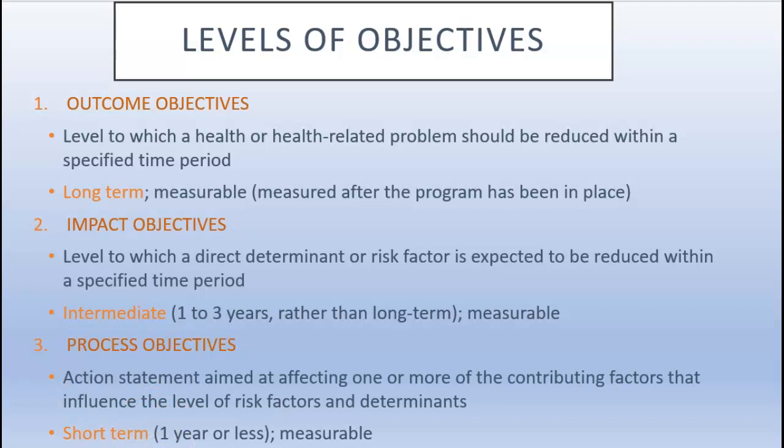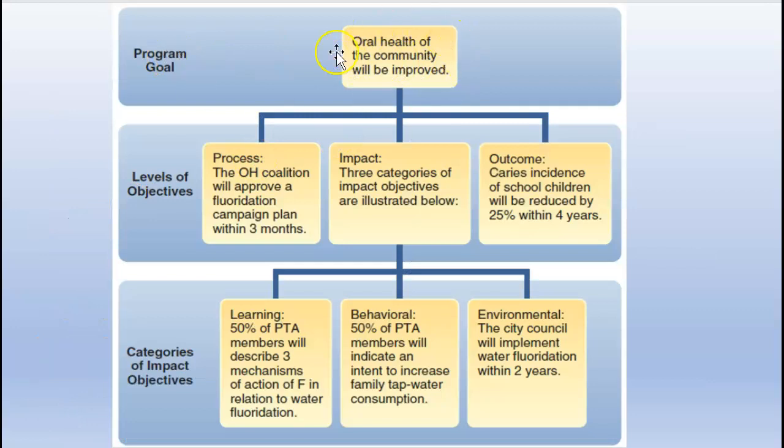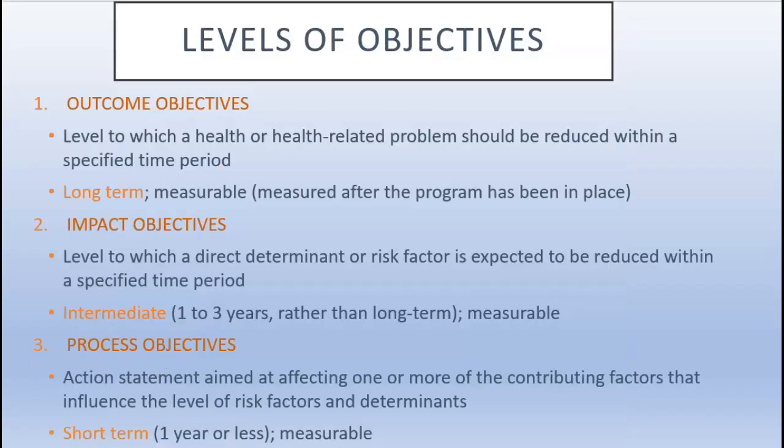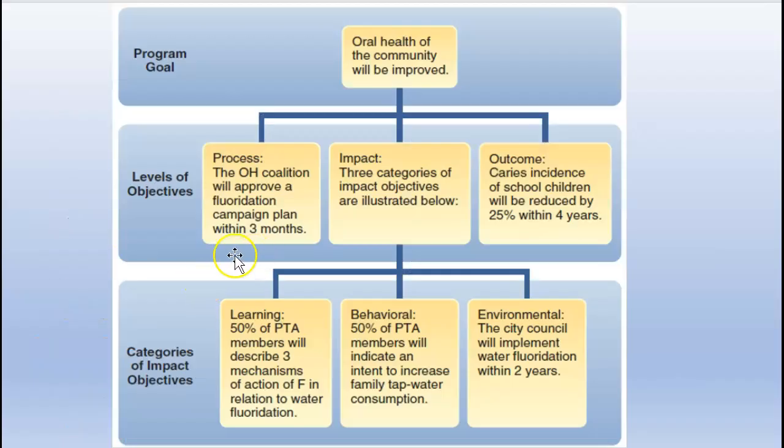So what's important over here is that if you look at a goal, so let's say you want the oral health of the community to be improved, there's process, there's impact, and there's outcome. And so process refers to short term, that you want them to improve whatever goal you have in mind within 3 months. Well, 3 months, if you go back to the slide, is less than 1 year. So anytime it's 1 year or less, it's a process objective. So 3 months is process.